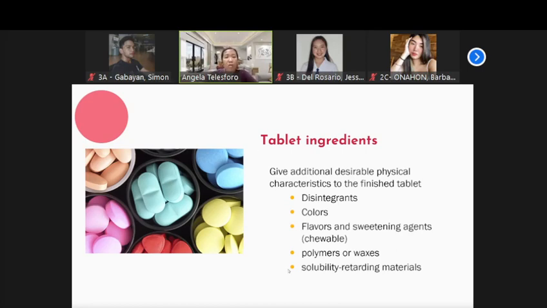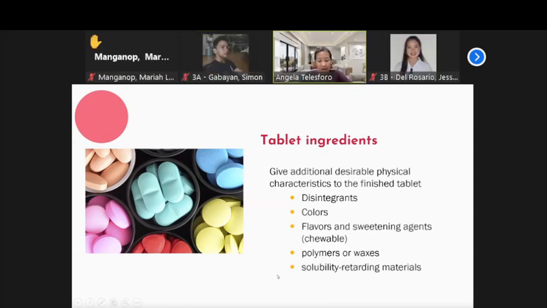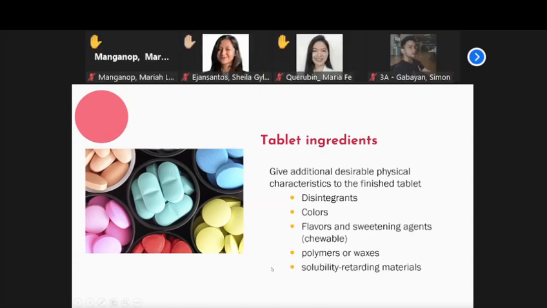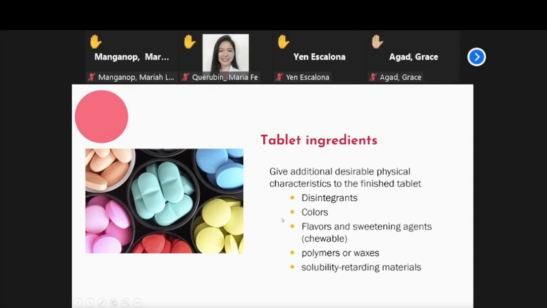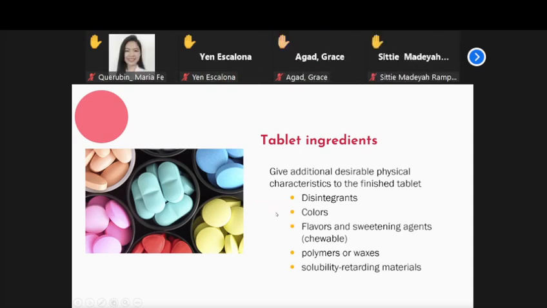Colors. Why do we add colors to our tablet? Ma'am, for it to be pleasing aesthetically, to encourage our patients to take it. Okay. What about flavors and sweetening agents, Kerubin?